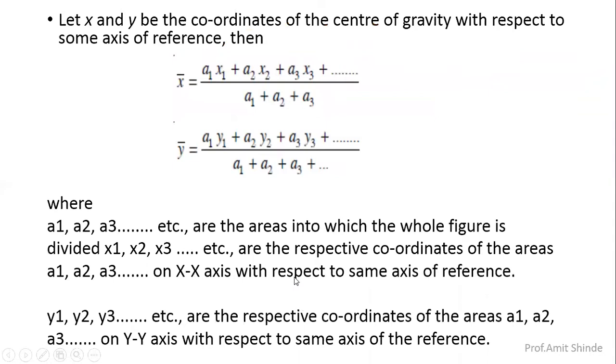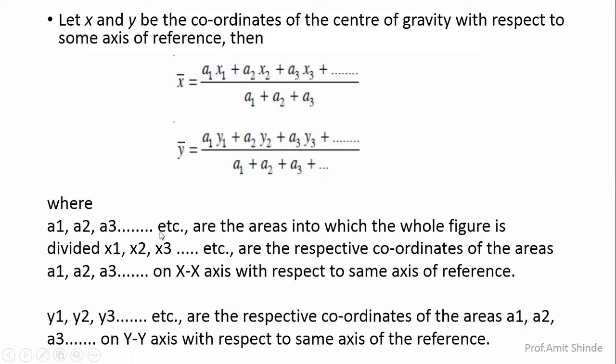Now let us see how to find out the centroid for such figures, the I section figure and the T shape figure. Let x bar and y bar be the coordinates of the center of gravity with respect to some axis of reference. x bar is equal to a1 x1 plus a2 x2 plus a3 x3 and so on, divided by the total area a1 plus a2 plus a3 and so on. Similarly, y bar is equal to a1 y1 plus a2 y2 plus a3 y3 and so on, divided by the total area a1 plus a2 plus a3 and so on.